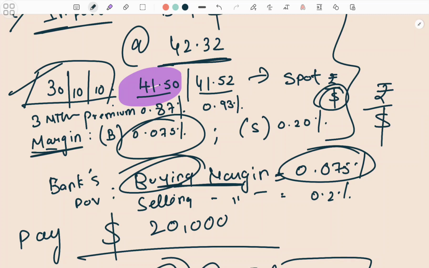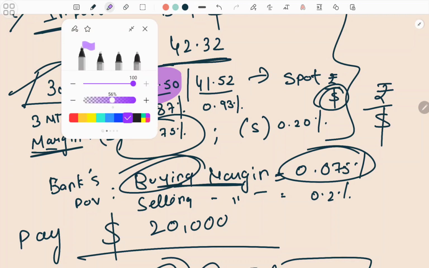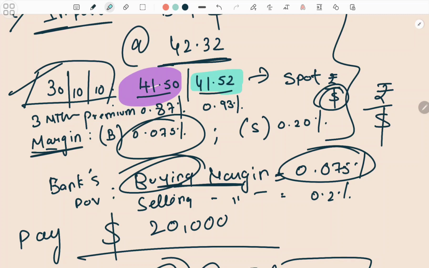Which rate am I going to take? Buy at a higher rate and sell at a lower rate. The customer will always be at the loss. So my rate would be this, 41.52. But this is my spot rate. What I need is after 3 months. So 3 months premium is also given to me, 0.87% and 0.93. This is what I use, 0.93 percentage.